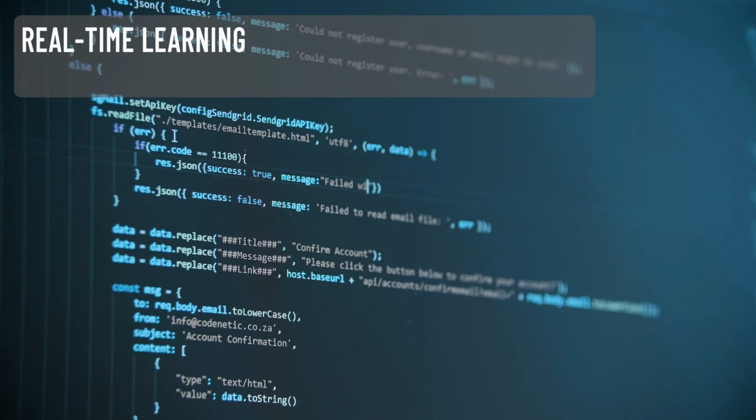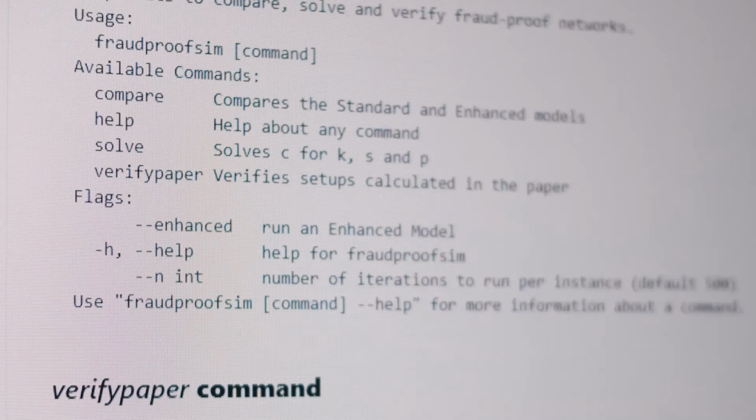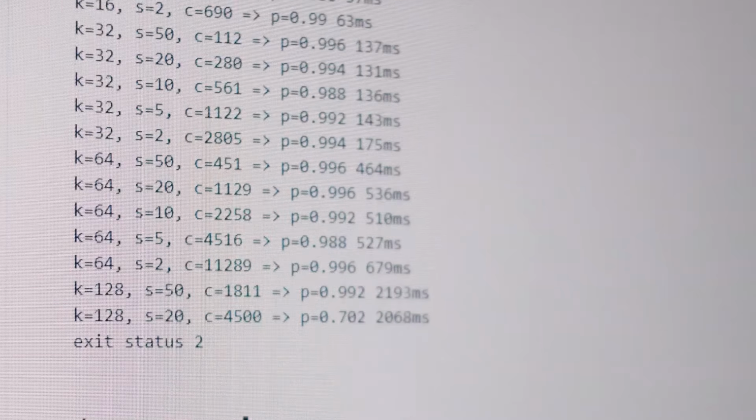Another area of improvement is real-time learning. Right now, ChatGPT doesn't learn from individual interactions in real time. However, future models may incorporate this feature to provide more personalized and up-to-date responses.